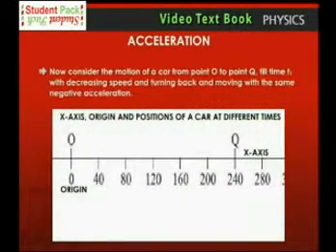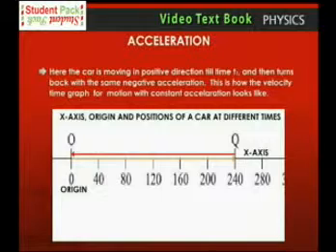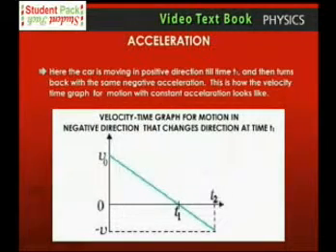Now consider the motion of a car from point O to point Q till time t1 with decreasing speed and turning back and moving with the same negative acceleration. Here the car is moving in positive direction till time t1 and then turns back with the same negative acceleration. This is how the velocity time graph looks for the motion with constant acceleration.